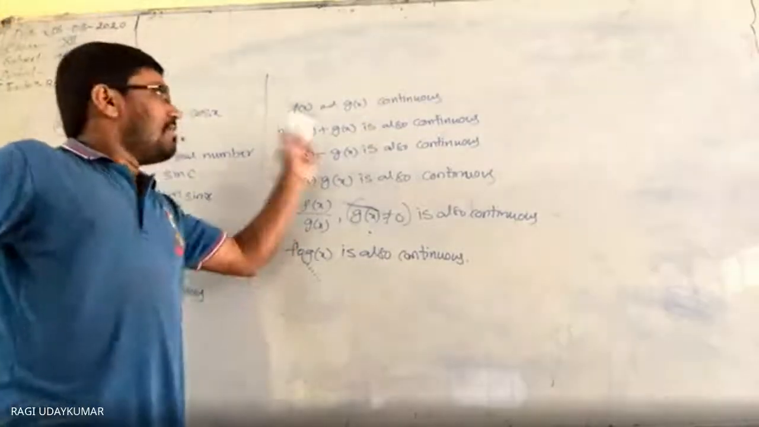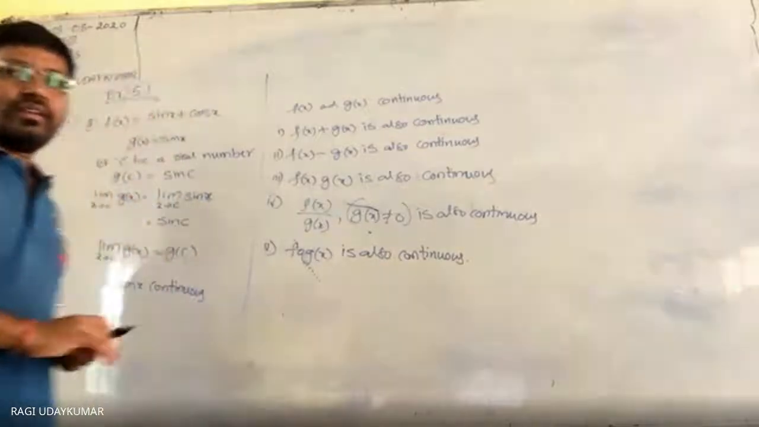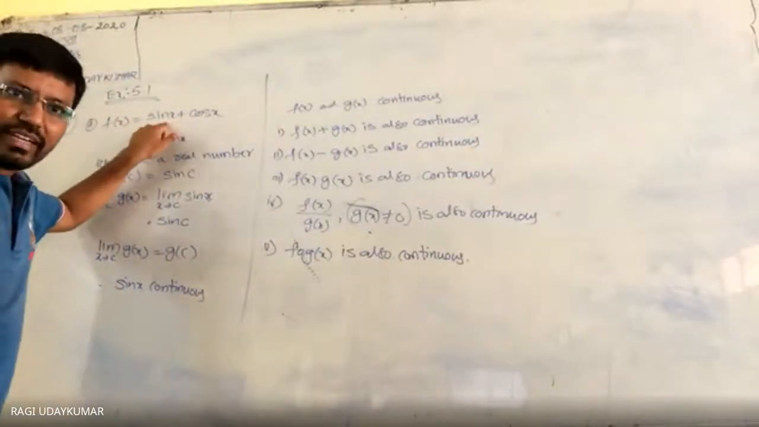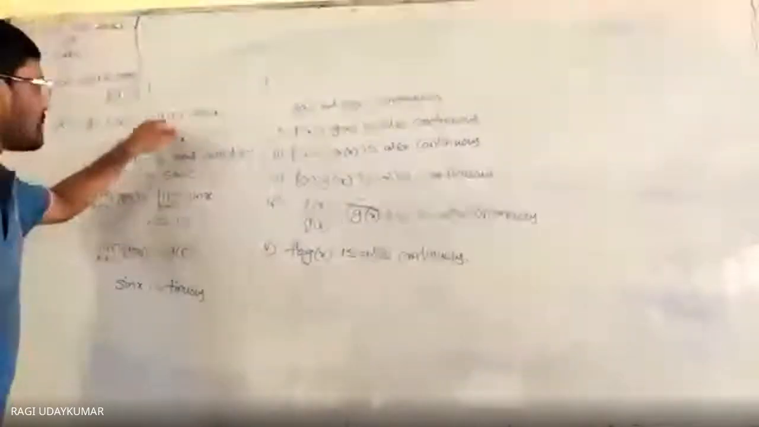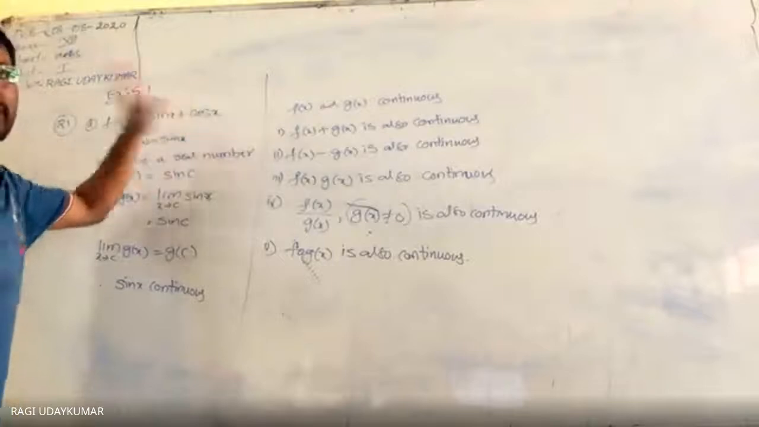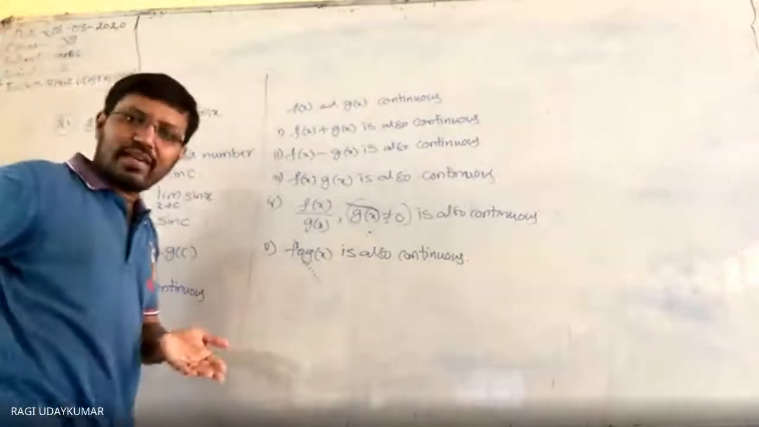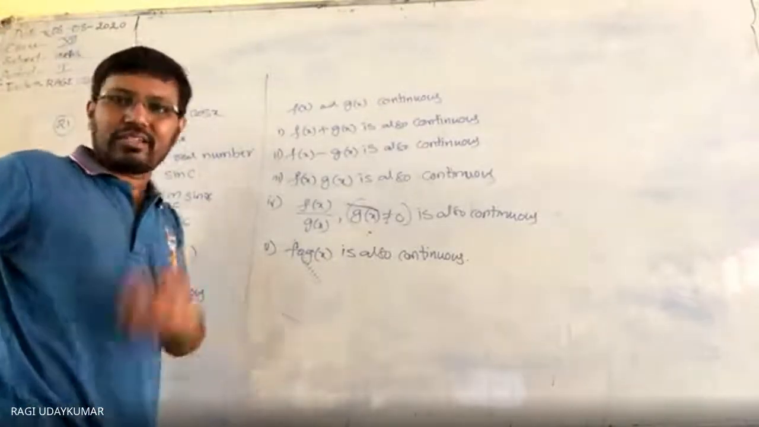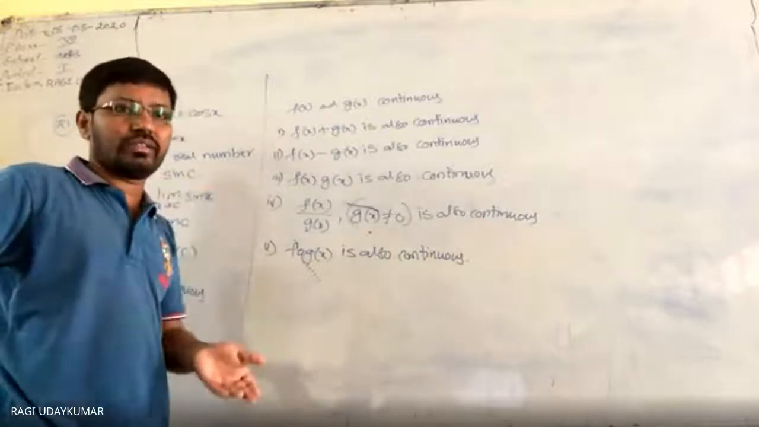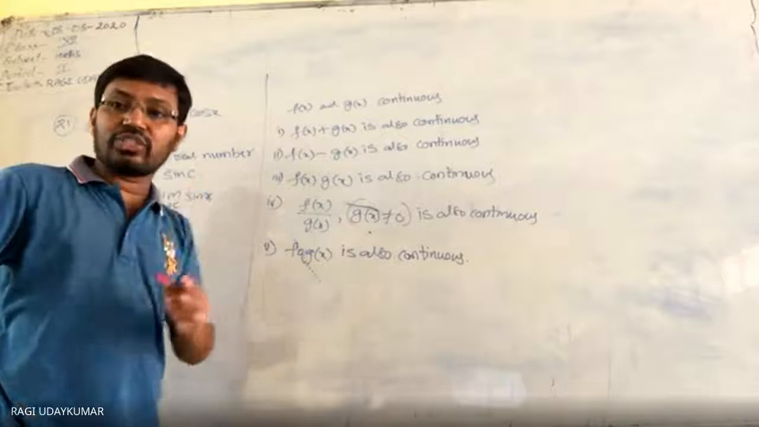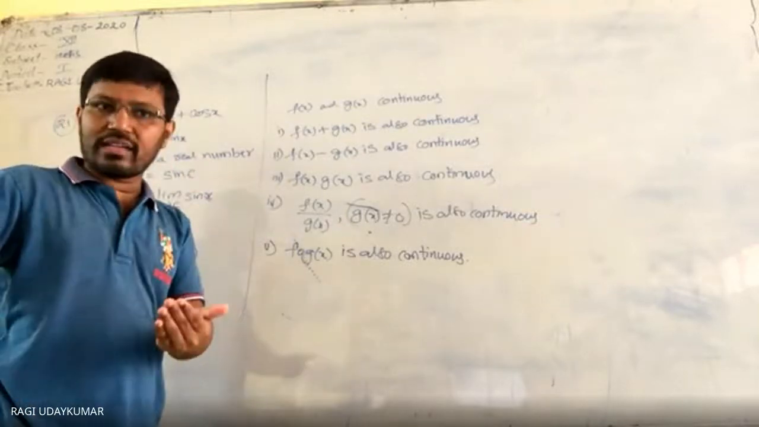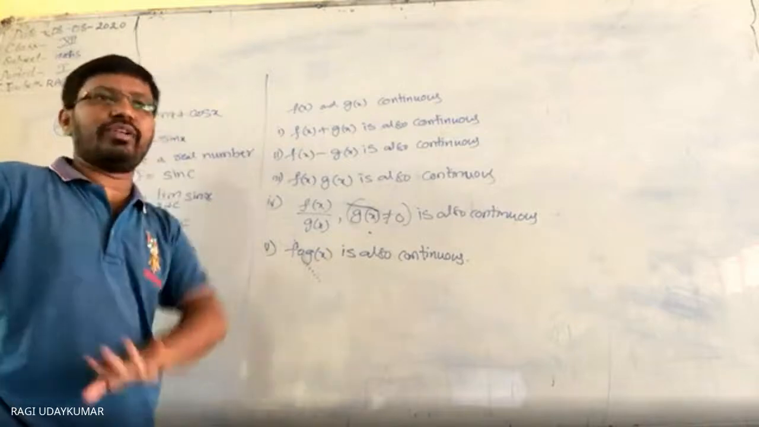So when the two functions are continuous, here I have taken sin x individually into consideration. This function is continuous. Since sin x is continuous and cos x is also continuous, their sum is continuous. The second question is given: sin x minus cos x. There sin x is continuous, cos x is continuous, so sin x minus cos x is also continuous. And the third question is sin x into cos x, which is also a continuous function.